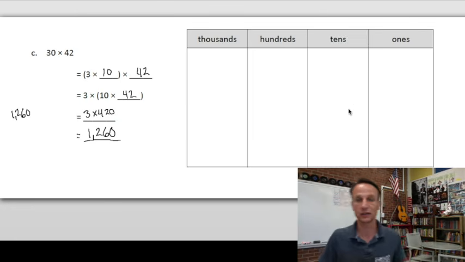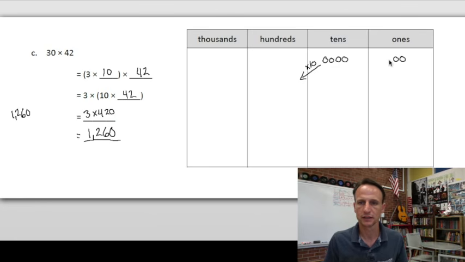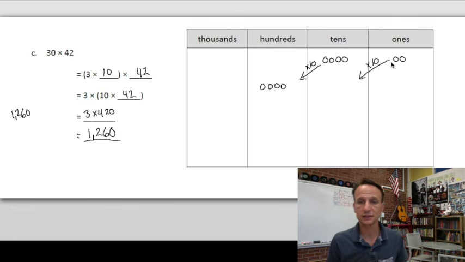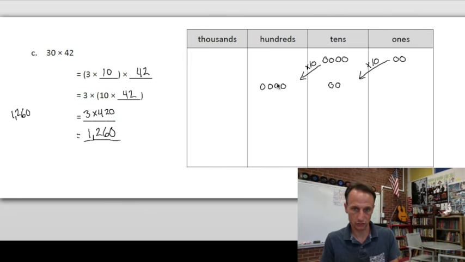All right, so now let's do it out here with place value disks. We're starting with 42, so 1, 2, 3, 4 tens and 2 ones. The first thing we did was multiply by 10, so they're going to ride the times 10 slide. The 4 tens times 10 is 4 hundreds, and the 2 ones times 10 is 2 tens. And you see there's the 420. Then we multiplied that 420 times 3.